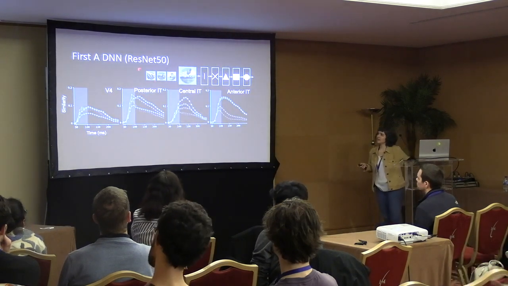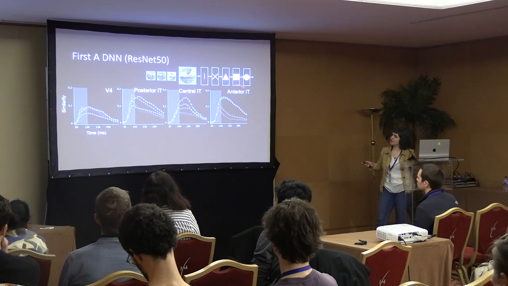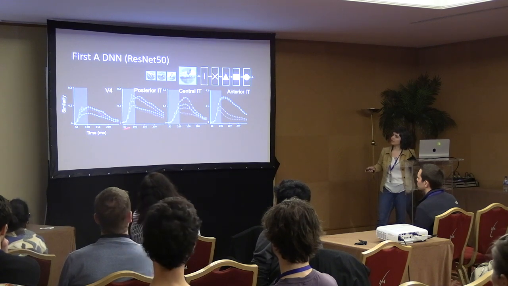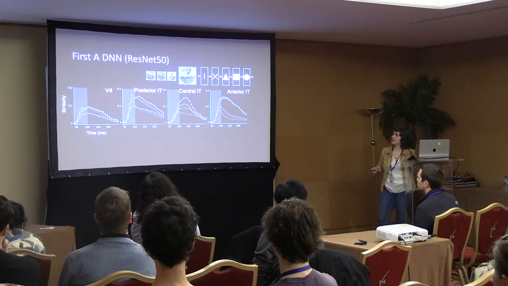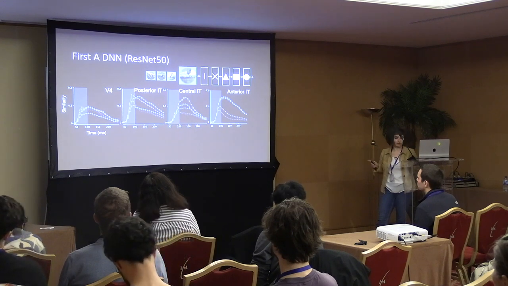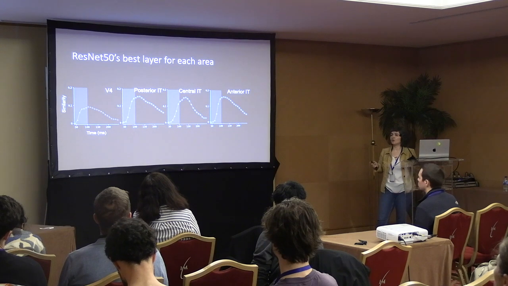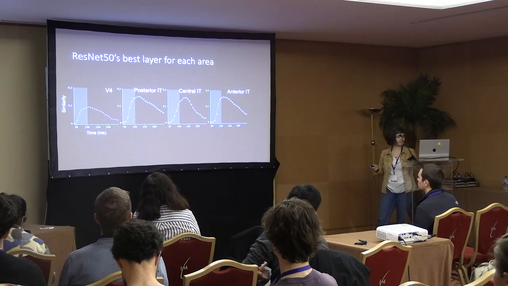So, like I said, we want to see first the ResNet-50. 5 layers of ResNet-50 are trying to explain the temporal dynamics in data from each of these brain areas, posterior IT, central IT, anterior IT. And don't worry about all these wiggles. I kept only the best explanation from this model, layer 3 for V4 and layer 4 for the rest of the IT.